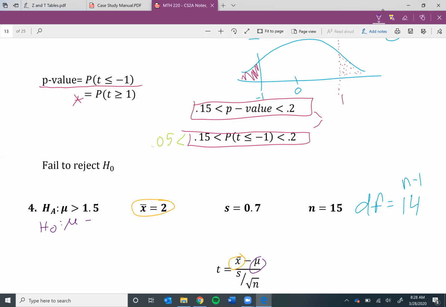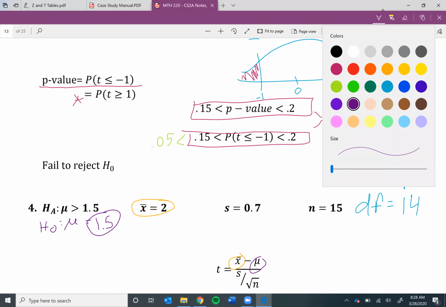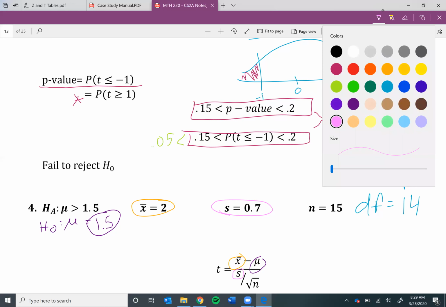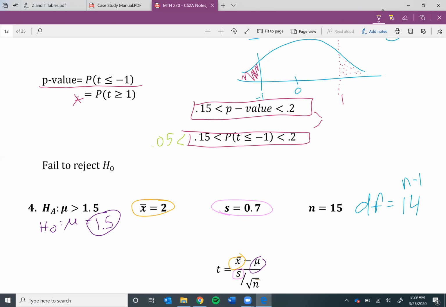H0, mu equals 15. And we're assuming H0 to be true throughout the hypothesis test. Oops, I'm so sorry, not 15, 1.5. Okay, 1.5 is what you will plug in for the mean. S of 0.07, that's what you'll plug in down here for sample standard deviation. And then n of 15 is what you'll plug in the denominator, okay?